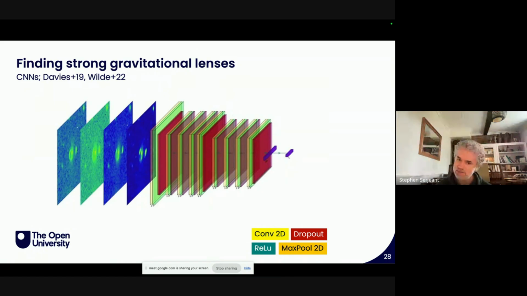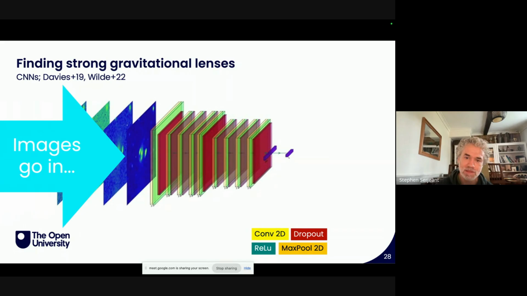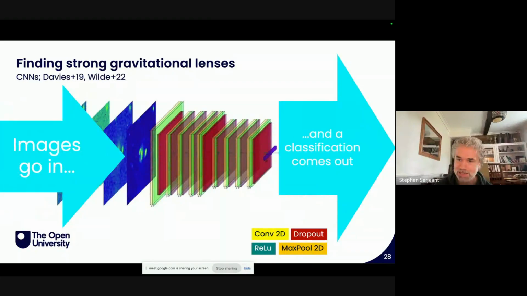And I'm aware that in the audience today, there'll be some people for whom this is extremely new, and also some people for whom this may be very obvious. So for those of you for whom this is very obvious, you won't need an explanation of what these different layers are. If this is all very new to you, I will just say that the idea is the images go in here, they go through all of these convolutional neural net layers, and what is output at the end is a classification: whether it's a gravitational lens or not a gravitational lens.